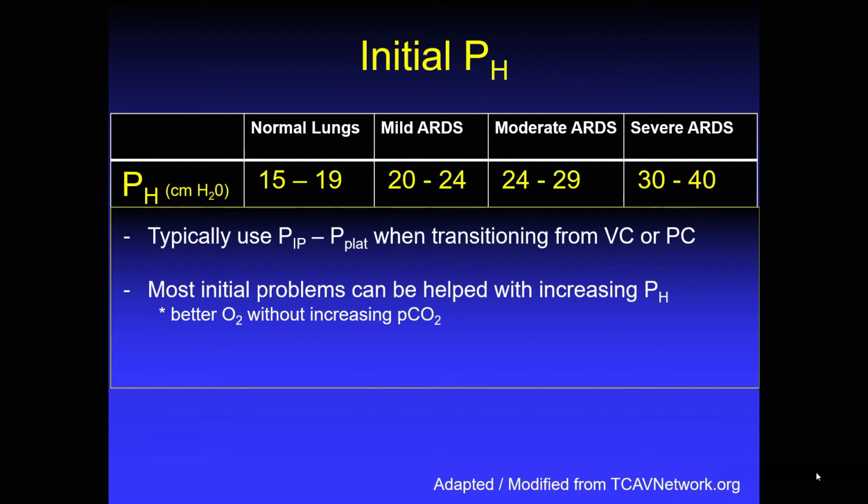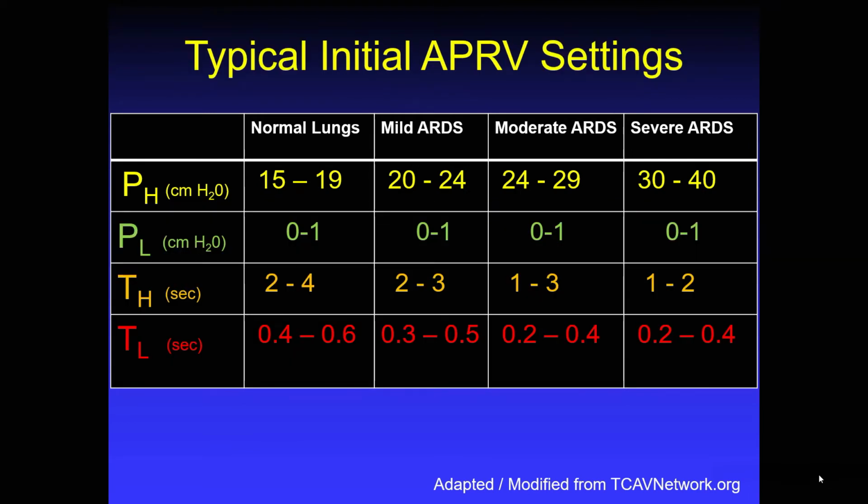Okay, so hopefully we have a pretty good understanding of how to set P high, as well as a preliminary knowledge of how to adjust for hypoxia, hypercapnia, and hypotension. Let's move on now to talk about P low. And with P low, it's pretty simple, right? As per TCAP protocol, you just always set P low to 0. Well, yes and no. Not all authorities agree on the setting of P low at 0.